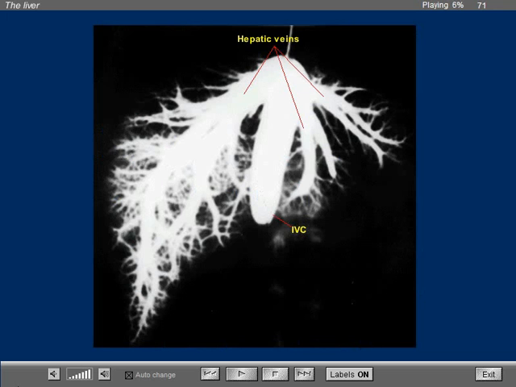In this cadaver study, a catheter was placed in the hepatic segment of the inferior vena cava. It was then ligated above and below. Contrast was injected and it fills the right lobe, the left lobe, and the caudate lobe. Note that here we only see 3 large hepatic vein trunks.